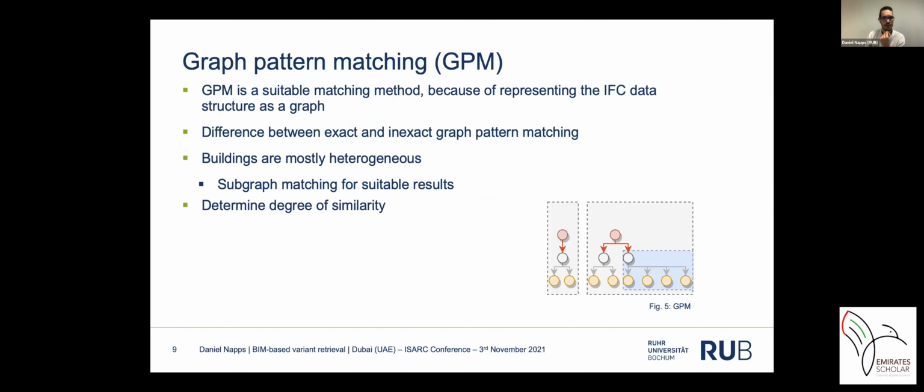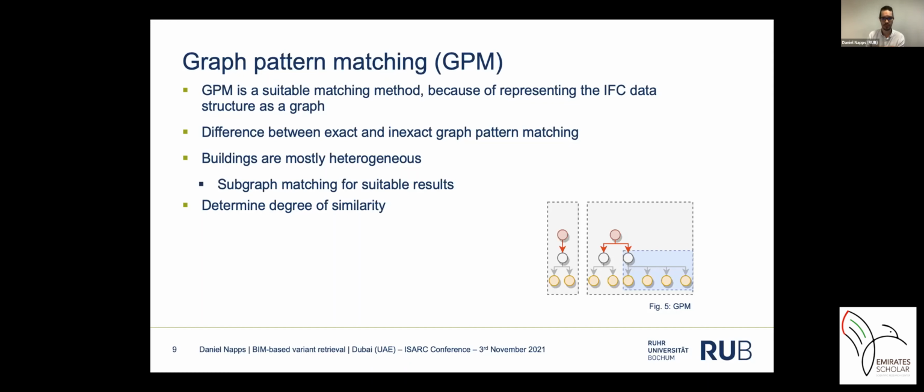The used matching method in the paper is the graph pattern matching because of the representation of the IFC data as a graph structure. There is a difference between exact and inexact graph pattern matching. Exact means you have the same number of nodes and the same connection with edges, so some kind of an isomorph graph. And inexact matching means that there can be a difference between the number of nodes and edges, so it is more heterogeneous and more suitable to the building.